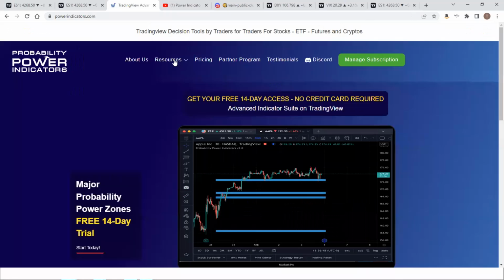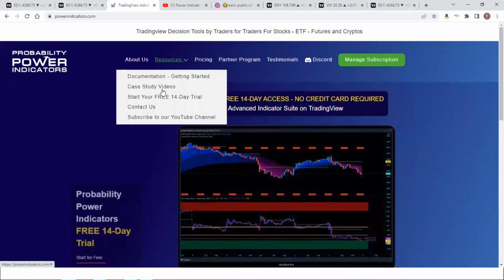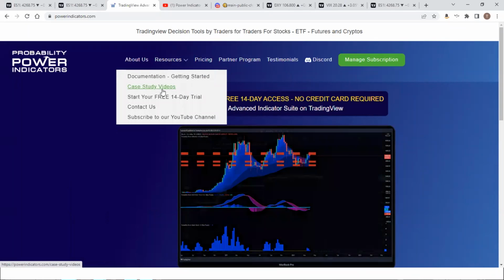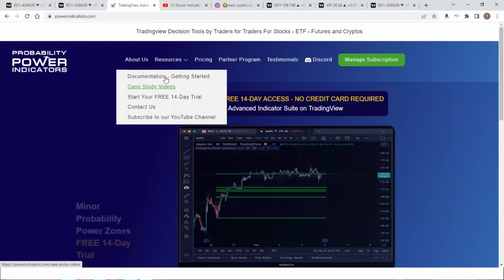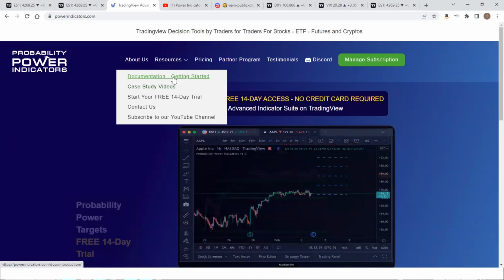So also on the resources tab on the powerindicators.com website, there's this link here for case studies. So you can see some case study videos right here on the website. And then the most important resource is the getting started documentation. So let me show you that.